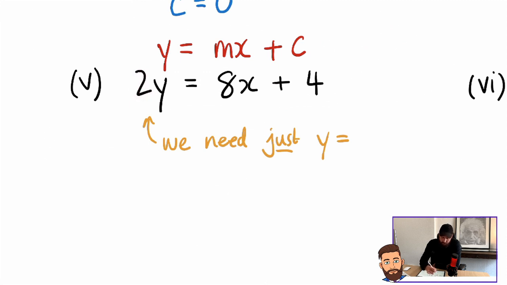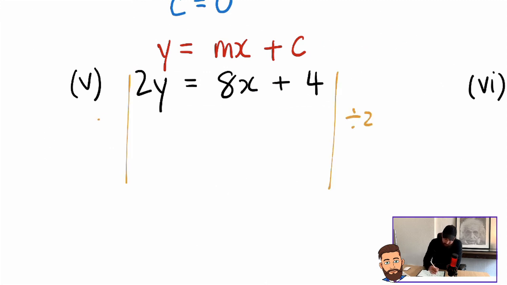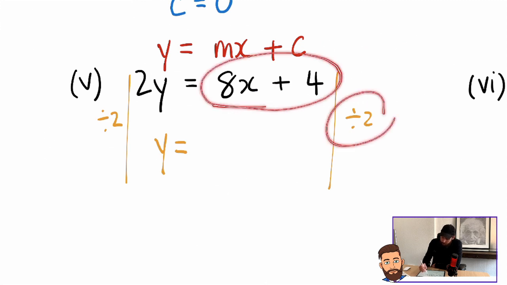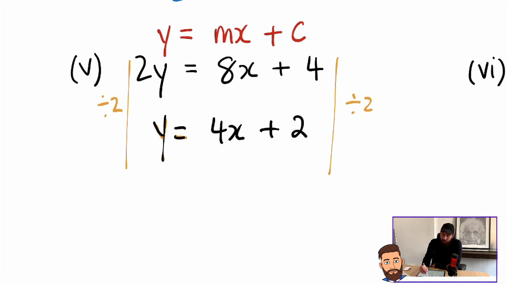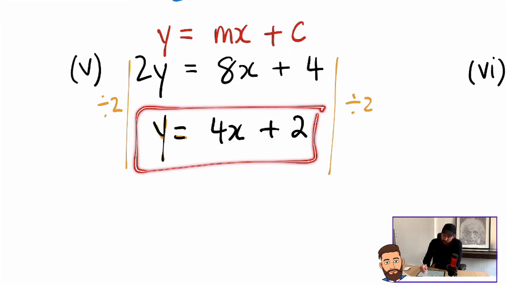So, we are going to do exactly that. We're going to divide both sides by 2, because that will get rid of this 2y. What is 2y divided by 2? Just y, which is perfect. So that would leave me with y equals. And then we've got to divide all of this by 2 as well. Remember how solving equations works. y equals 4x. 8x divided by 2 is 4x. 4 divided by 2 is 2.